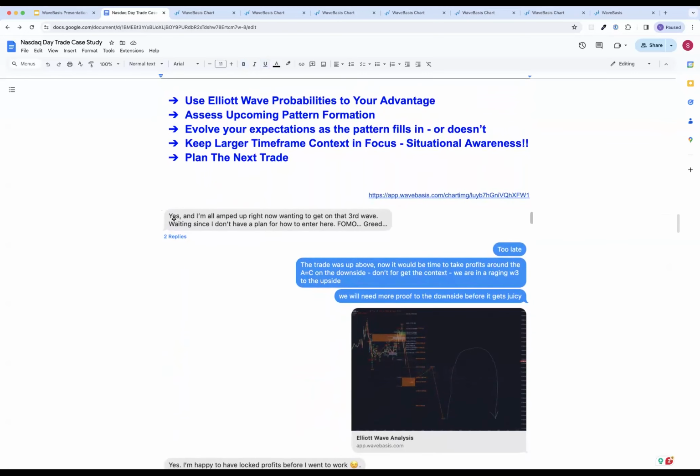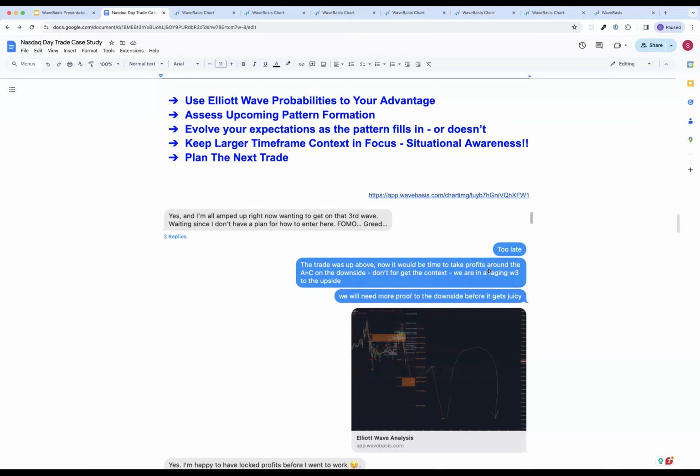And as I think probably happens to a lot of folks when you get into a good trade, you're getting excited, and maybe you're thinking, oh, I should have made a bigger trade. This is going my way. FOMO jumps in. He's all amped up and wanting to get on that third wave, so he's thinking about adding to the position. And I said, whoa, wait a minute, too late.